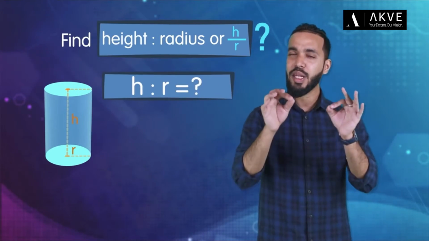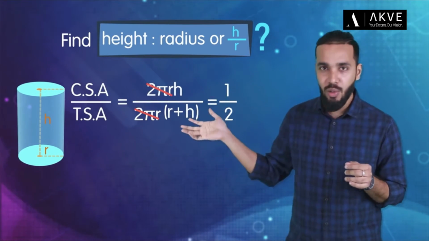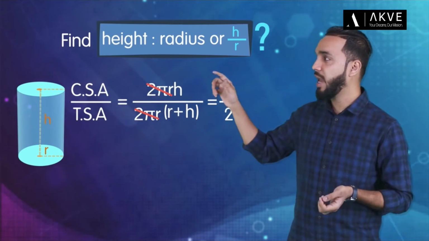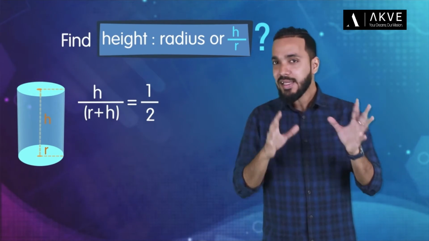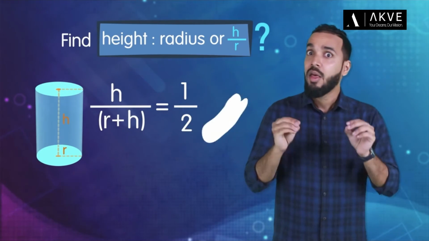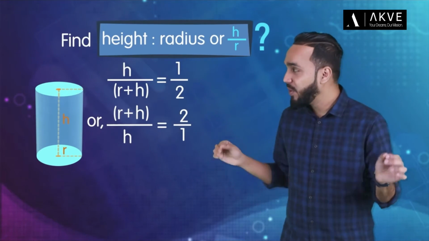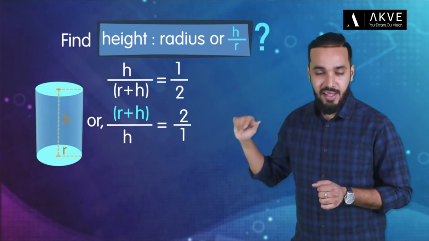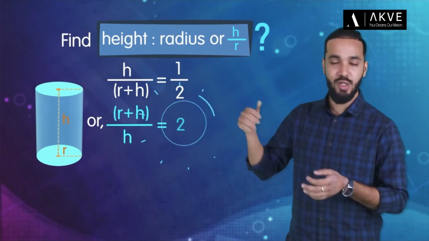Now there's also another way to find the ratio. Once 2 pi r got divided, we were left with h by r plus h is equal to 1/2, right? Since there's an equal sign between these two fractions, we have the liberty to flip them. Then we get r plus h by h is equal to 2/1, which is nothing but 2.